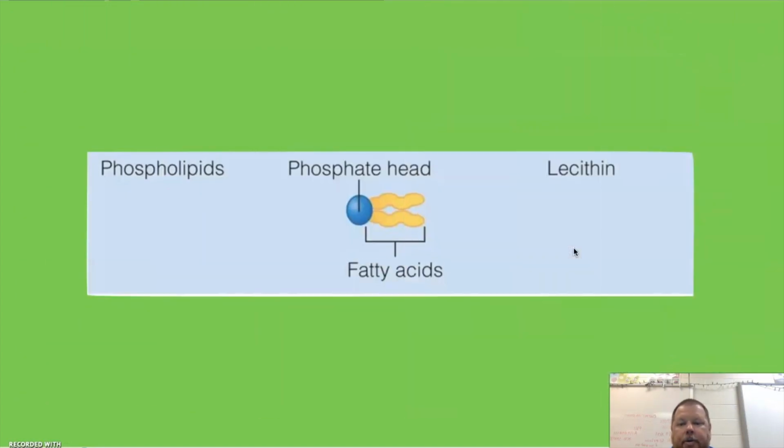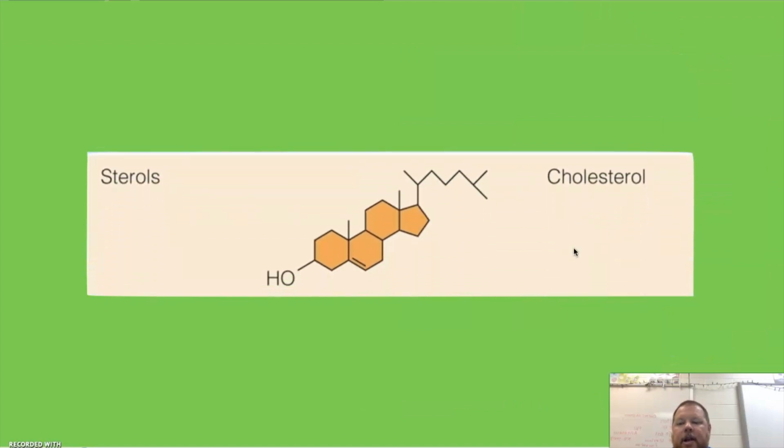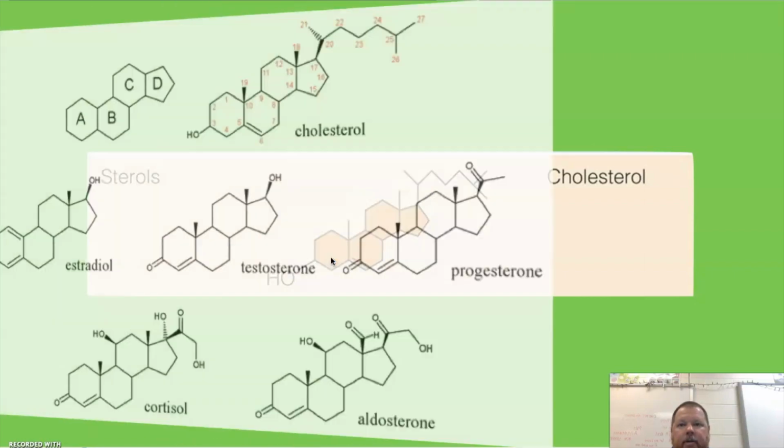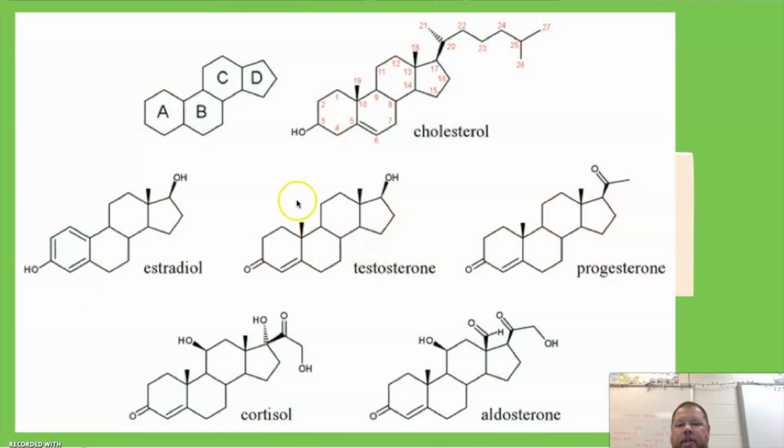Our third group is going to be called sterols. One of the characteristics that you need to remember is that they've got 4 carbon rings as part of their molecules. If we take a look over here, we see several different types of sterol molecules. Many of them you are probably familiar with: cholesterol, testosterone, progesterone as well. And you can see that they all have this characteristic 4 carbon ring shape.